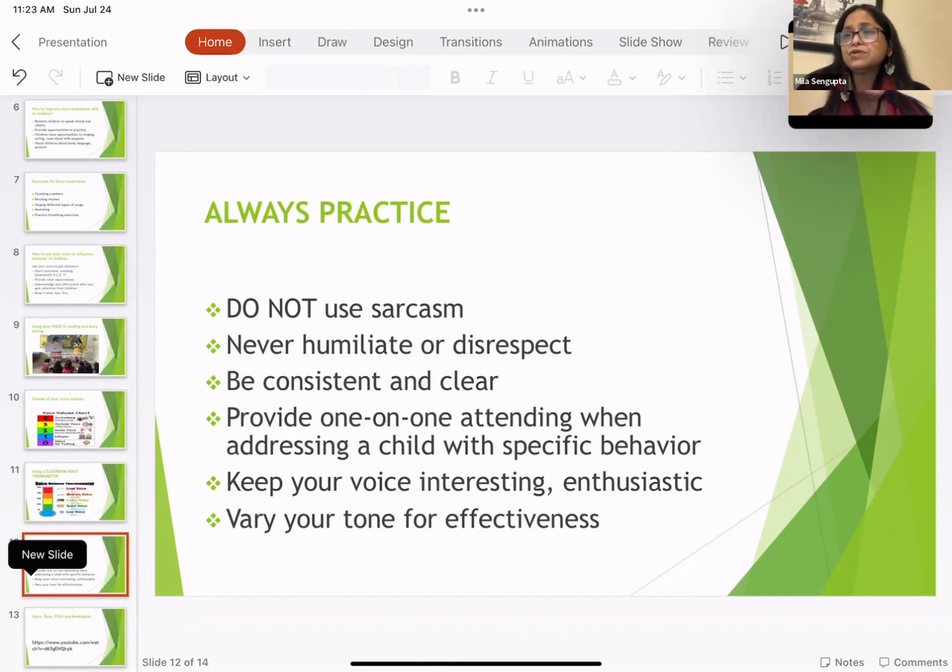Never humiliate or disrespect someone. Just because a person has made a negative choice does not necessarily mean that that person should be humiliated or disrespected. And the same thing is applicable for children as well. So let us always remember that very, very clearly.